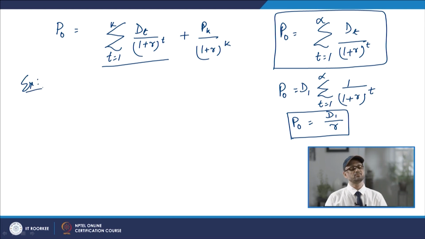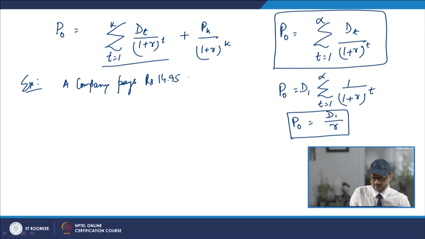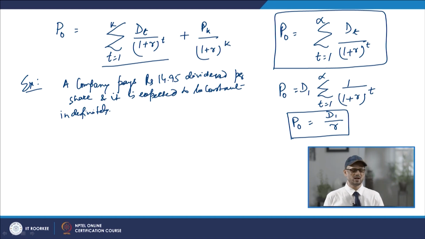Suppose there is a stock company, and the company will be paying rupees 14.95 dividend per share, and it is expected to be constant indefinitely. So, you are going to get this dividend for a very long time.